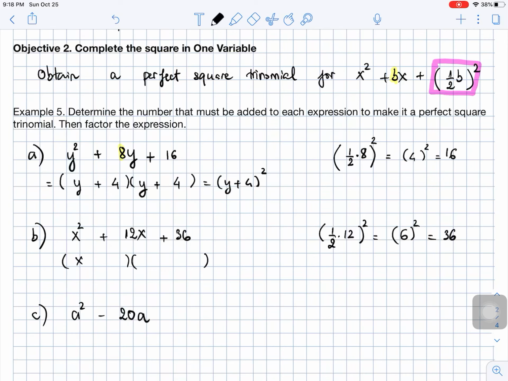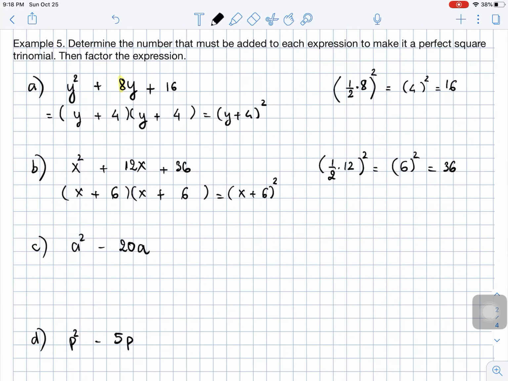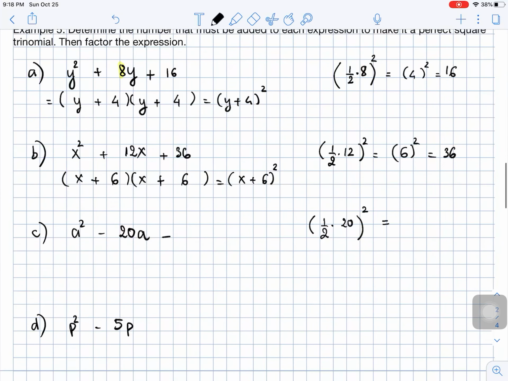In problem B, 12 is b. It is the number that goes with the variable x. What we do is 1/2 of 12. 1/2 of 12 is 6, and then we will square the 6. 6 squared is 36. And now we factor the trinomial, so we do x and x. 36 is 6 and 6, and we add them. So we will get x plus 6 squared.